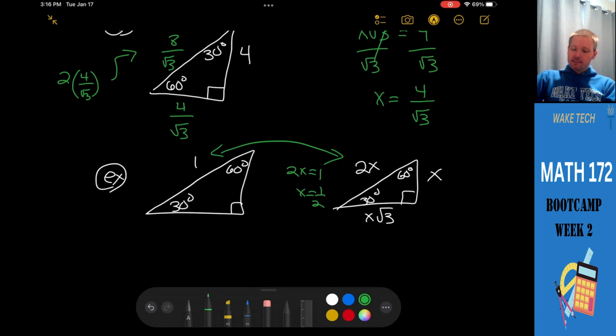Divide both sides by 2, x is a half. So our x side is a half, and our 60-degree side is 1/2 times the square root of 3. We can write that as the square root of 3 over 2. Question there?